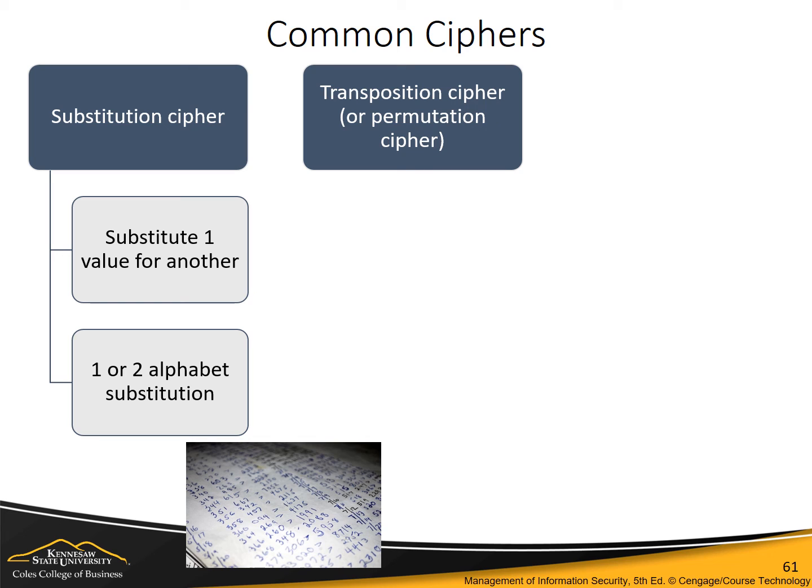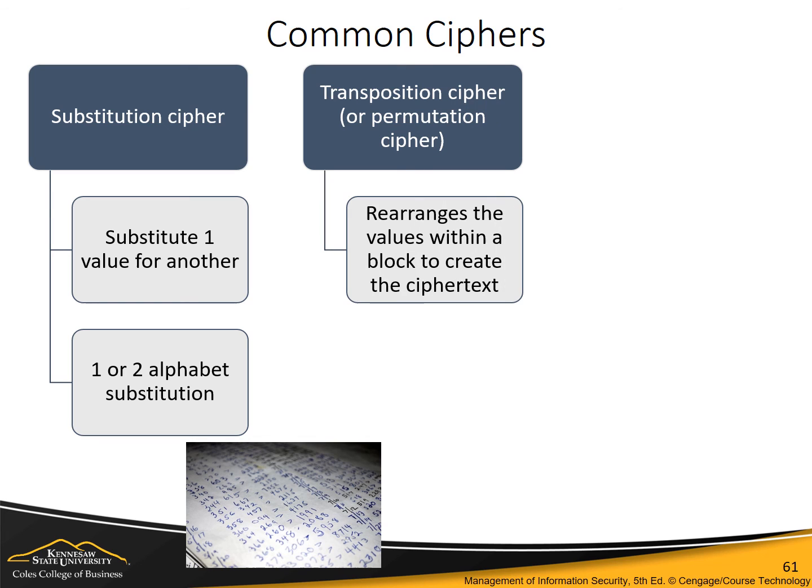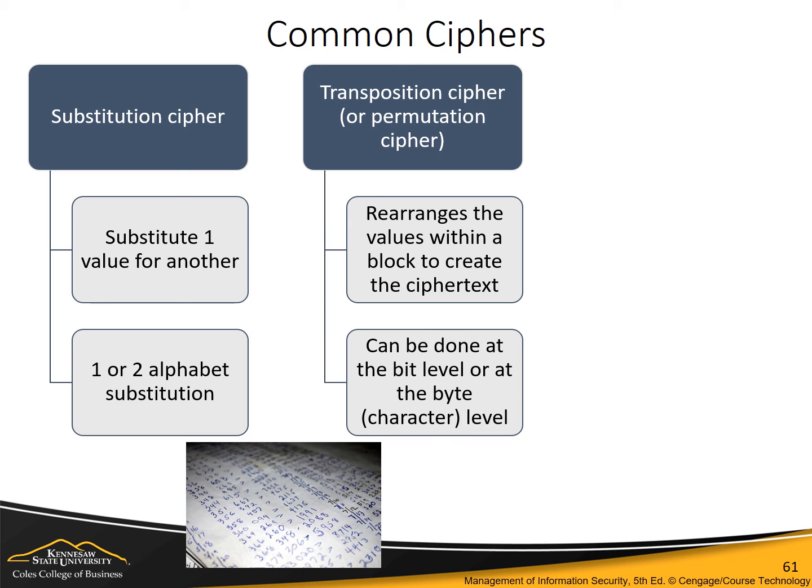A transposition cipher, or permutation cipher, simply rearranges the values within a block to create the ciphertext. This can be done at the bit level or at the byte or character level. For instance, "WORD" becomes "ROWD" as a very simple example.